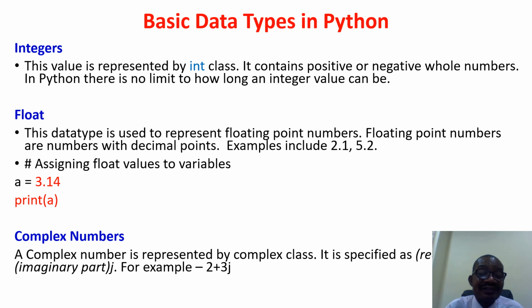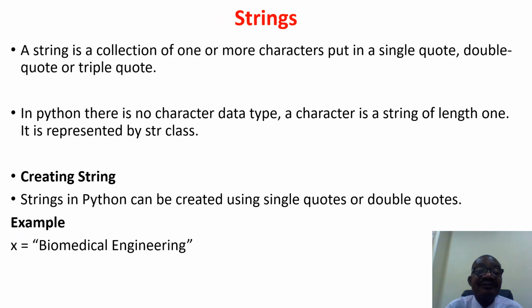The next is complex numbers. A complex number is represented by the complex class, usually having the real and the imaginary parts. For example, we have -2 plus 3j. That is a typical example of a complex number, and it's also used in Python.